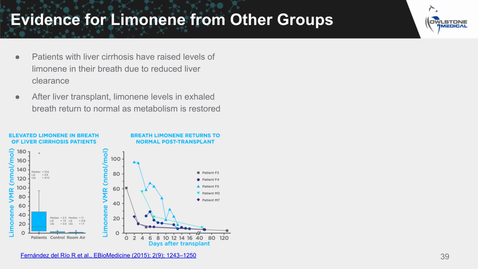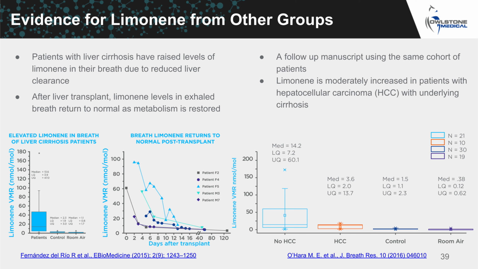There's quite strong evidence of association of limonene in breath with liver. A couple of publications summarized here are particularly interesting. First, limonene was found elevated in patients with cirrhosis and levels normalized after liver transplant, linking levels of breath limonene to liver function. Second, stratification of cirrhotic patients by hepatocellular carcinoma, or HCC, showed that patients with HCC have moderately elevated levels of limonene compared to patients with cirrhosis.